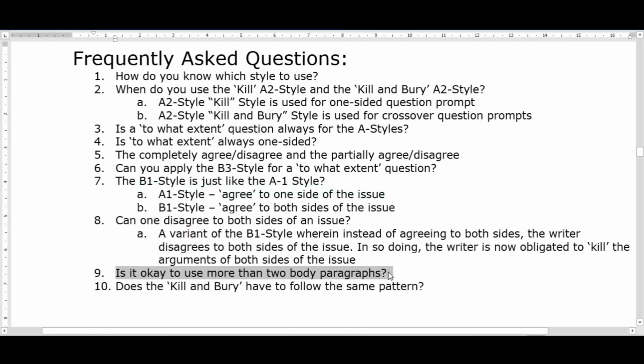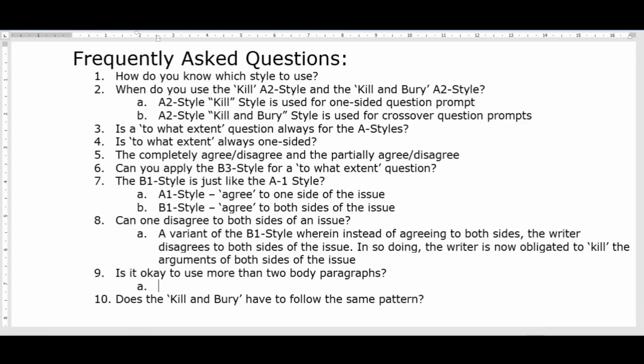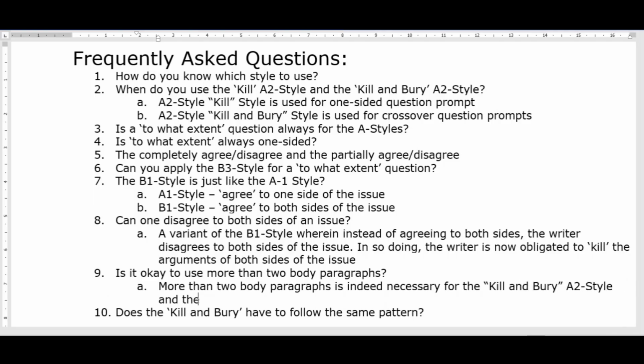If you're, for example, using the B3 style, then I would assume that you need to use 2 body paragraphs. Or the kill and birdie style, you have to use more than 2 body paragraphs. And so maybe we should answer that over here. So more than 2 body paragraphs is indeed necessary for the A2 style, the kill and birdie A2 style there, and the B3 style. So these styles are inherently using more than 2 body paragraphs.